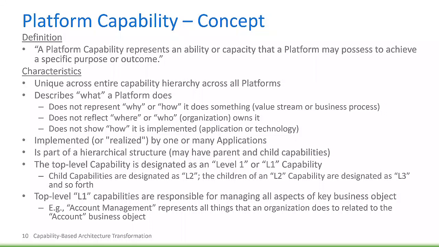But one of the guidelines for creating a capability model, whether it's a business capability model or in this case a platform capability model, is that the top level capabilities, the L1 capabilities, are those things that should be responsible for managing all aspects of a particular business object, in the case of business capabilities, or a particular data object as it relates to application or platform capabilities. So for example, and FYI, all L1 capabilities are supposed to have a very simple naming convention, where we put the name of that business or data object and then follow it by the gerund management. So an account management capability should represent all the things that an organization does related to the account business object or data object.